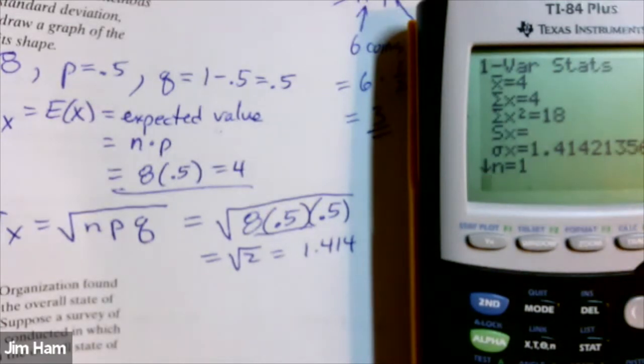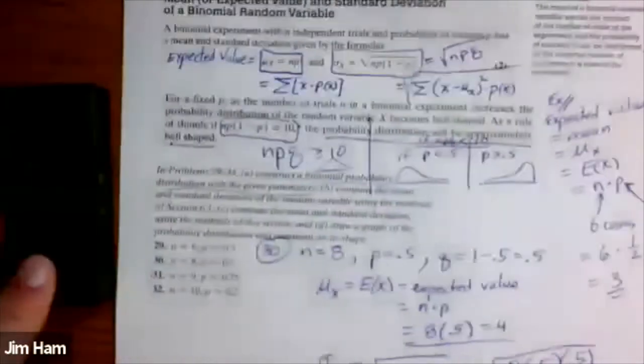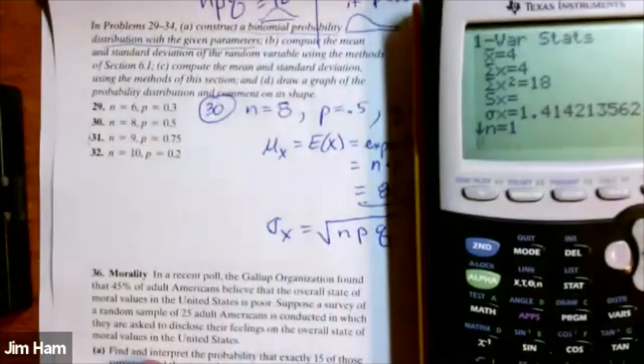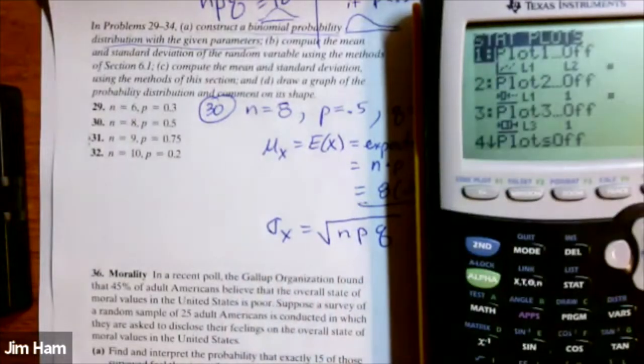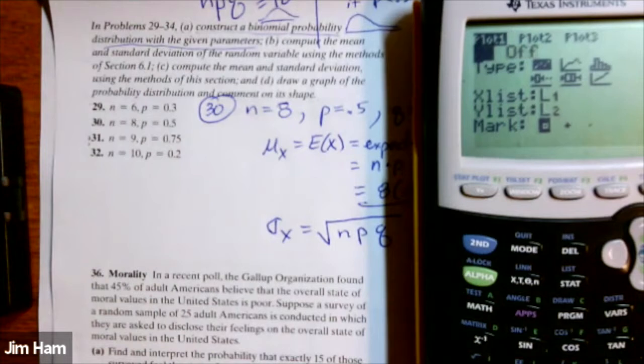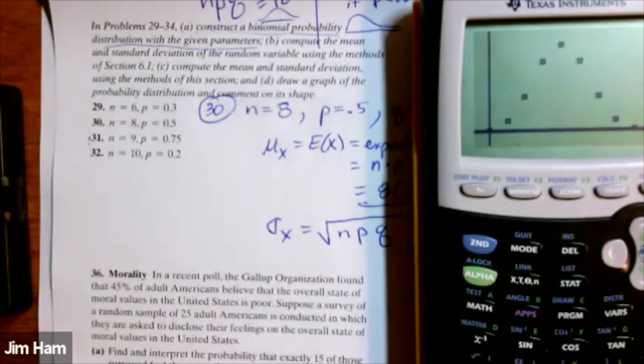So the point of this problem is that you can use the techniques of section 6.1, the same thing that we did in those previous problems, to calculate the mean and the standard deviation. But it's much simpler to calculate these with these formulas. Since I have the data in L1, I'm not going to do a histogram because a histogram requires all the data to be known. We'll just do a scatter plot. We can kind of see the shape if we do a scatter plot. There it is. Pretty bell-shaped looking.